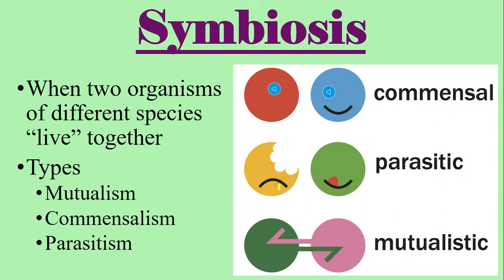And then we have symbiosis. This is when two organisms of different species live together, and I say live in quotation marks because sometimes they live peacefully, sometimes they don't even notice each other, and sometimes one of them gets harmed. And so our three types we're going to talk about are mutualism, commensalism, and parasitism.